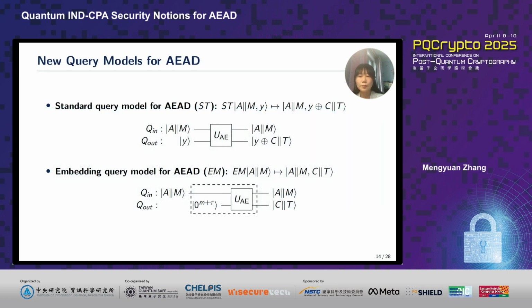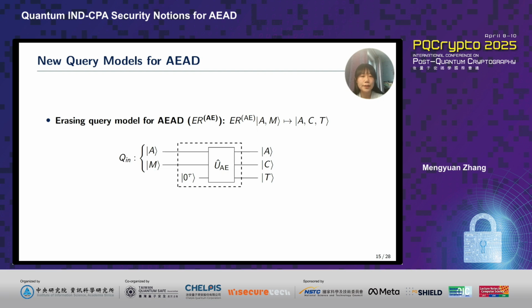The standard query model and the embedding query model can be naturally extended to the AEAD setting. Here, we consider the associated data and the message may be in quantum superposition, while the nonce remains a classical value and is therefore not represented in this figure. Standard oracle takes A, M, Y as input and outputs A, M, Y XOR CT. And embedding oracle takes A, M as input and outputs A, M and CT.